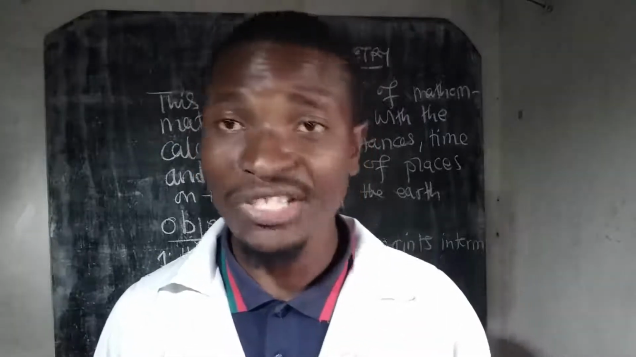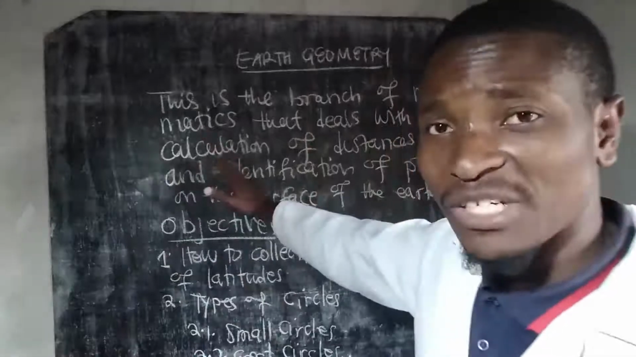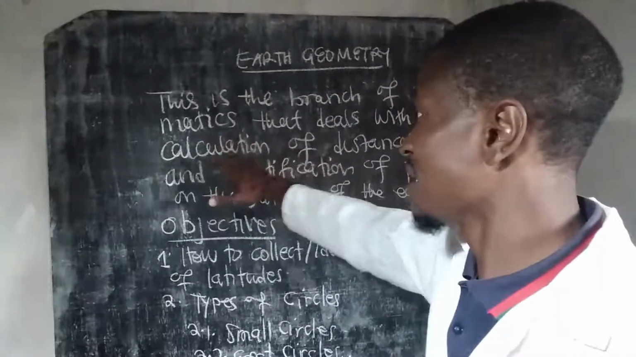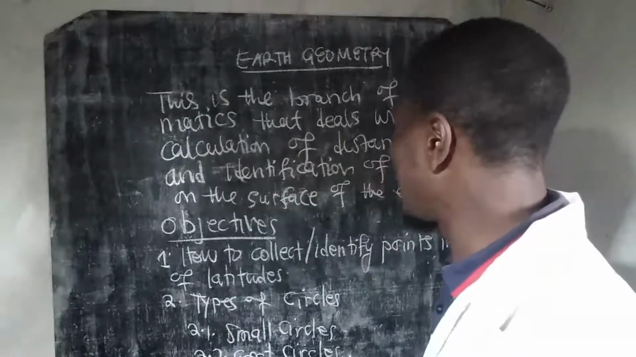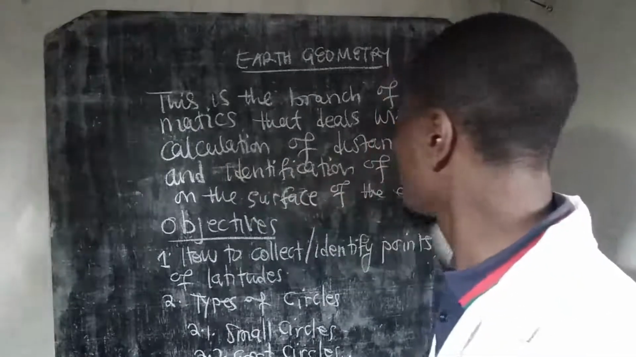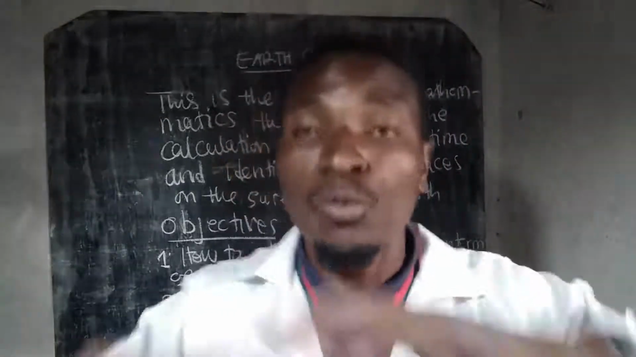Okay guys, so now let's get into the nitty-gritty of what earth geometry is all about. So as you can see, earth geometry is a branch of mathematics that deals with the calculation of distances, time, and identification of points on the surface of the earth. So you've got to imagine that we've got the earth in the form of a spherical shape, okay, and this earth contains some lines that we call the latitude and also the longitude.